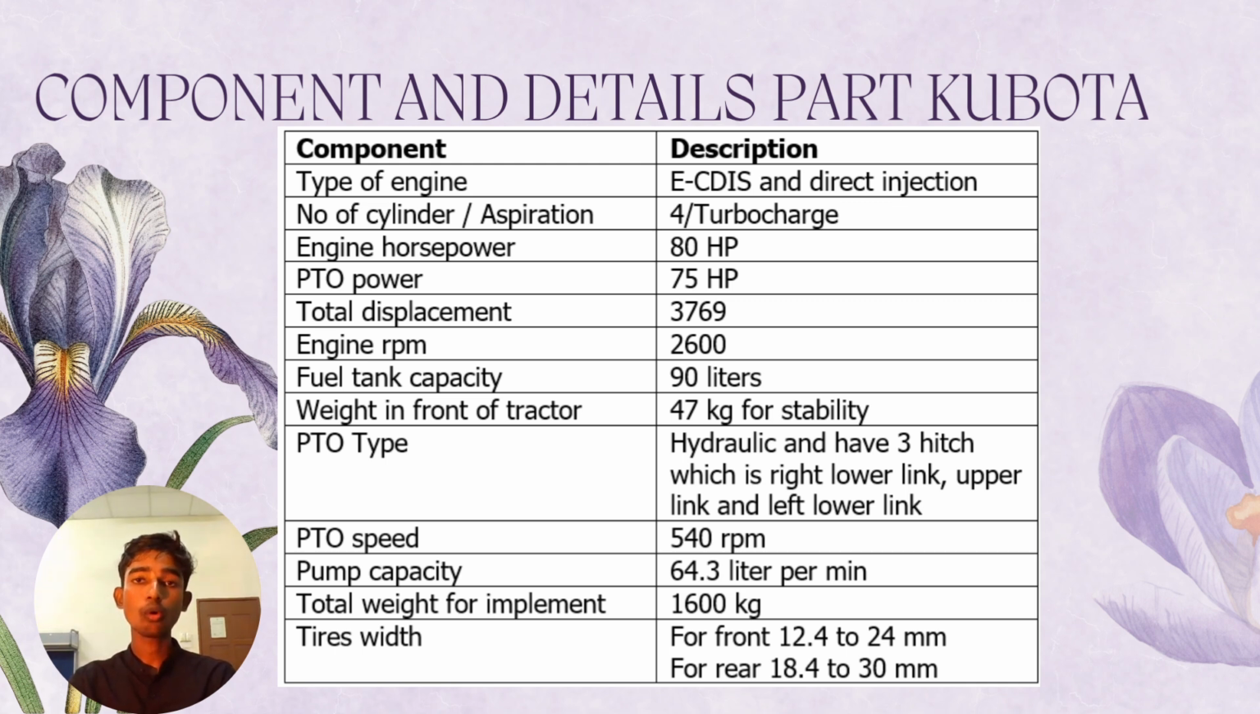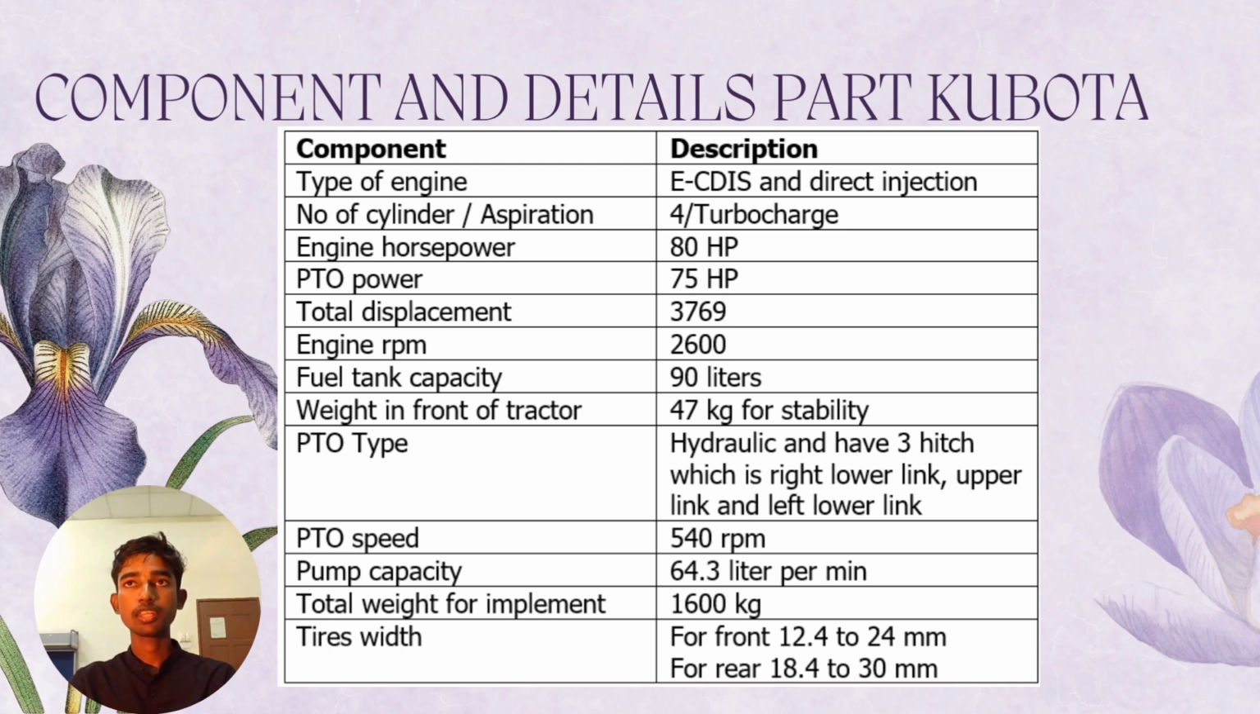If you look at the load and tire of this Kubota M8540, it has a maximum implement weight of 116 kilograms, which it can handle safely. And if we look at the tire width, the front tire width for this Kubota is 12.4 until 24 mm. The wider rear tire gives better traction and stability.